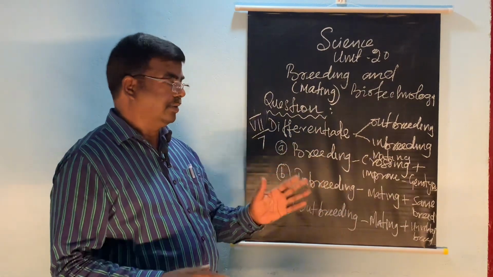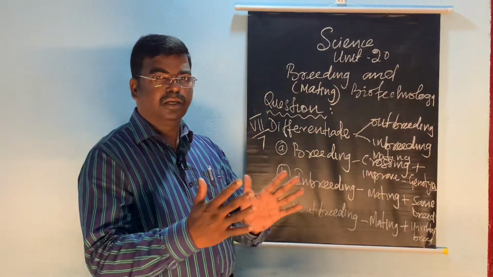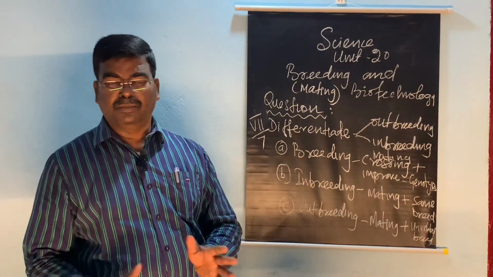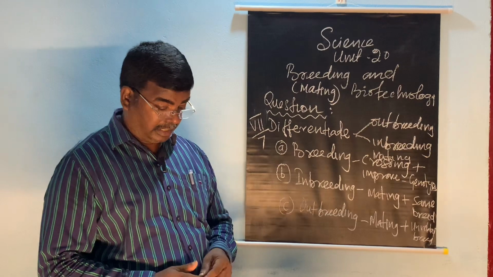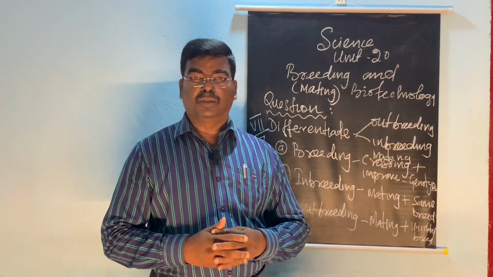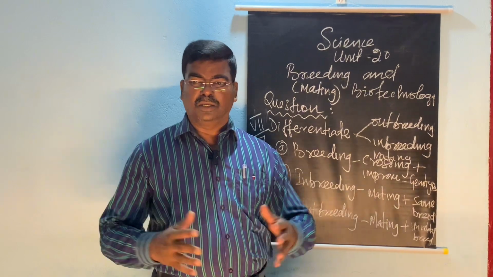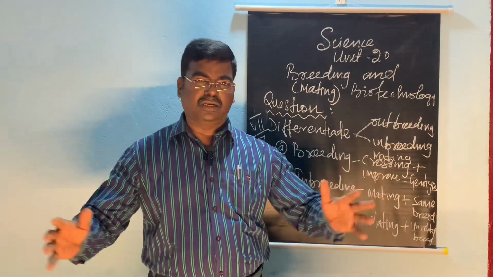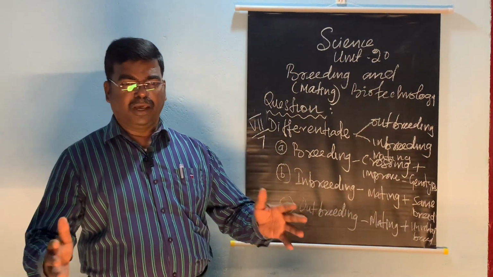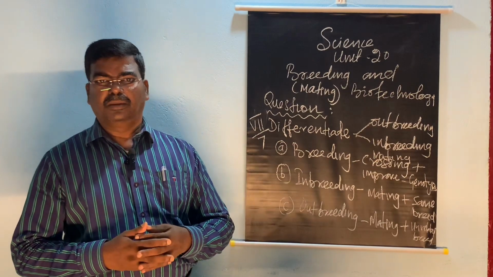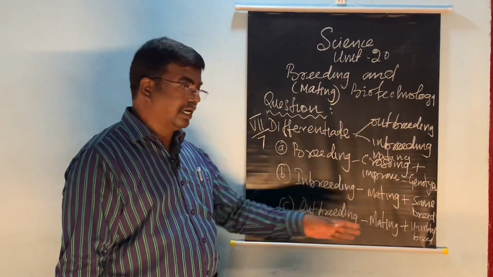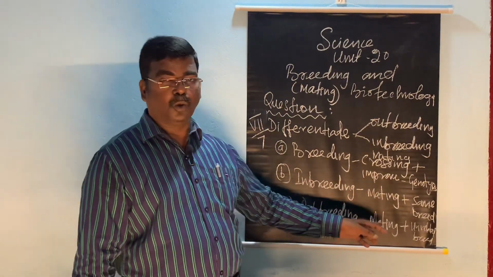So you see here the matching between same breed. Here matching between unrelated species or unrelated breeds. For that purpose, they are taking two different organisms. They are coming under the same species, but they are different organisms. So such a type of breeding is called outbreeding.